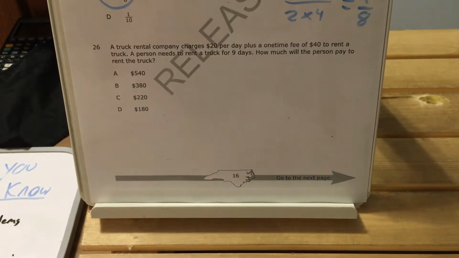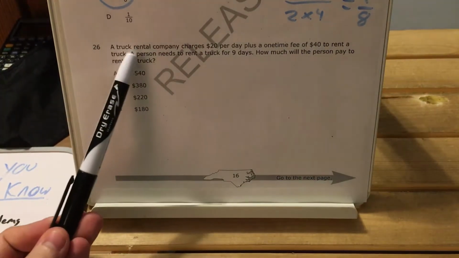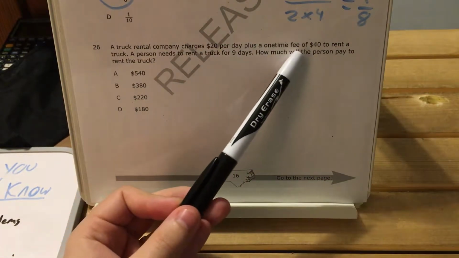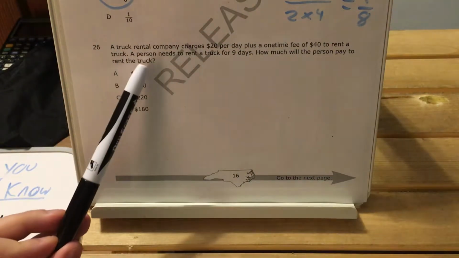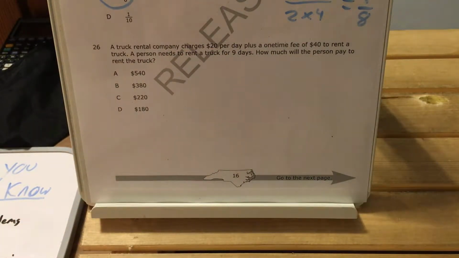This is Mr. W. We're going to tackle question 26 of the third grade math questions that North Carolina released this past school year. We see that a truck rental company charges $20 per day plus a one-time fee of $40 to rent a truck. A person needs to rent a truck for 9 days. How much will the person pay to rent the truck?